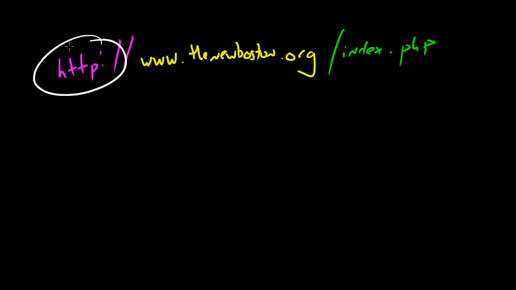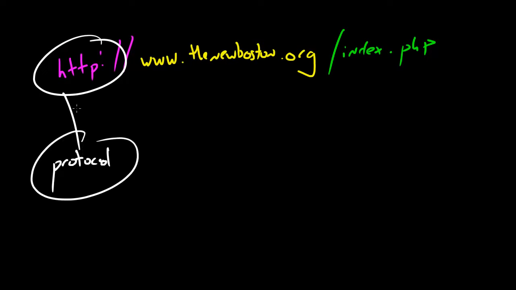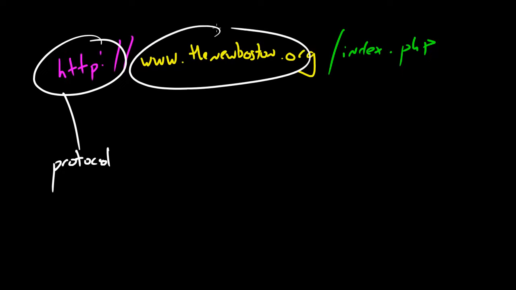The first part right here, this HTTP, this is the protocol. Wow, I cannot spell. So this is actually the hypertext transfer protocol, and again, like I said, there are a lot of different protocols or sets of rules in computer networking. Whenever you want to request a website from the World Wide Web or the internet, this is the protocol or the rules that your computer has to use. This right here, www.thenewboston.org, this is actually the name of your server, because remember, a server is just a special computer.